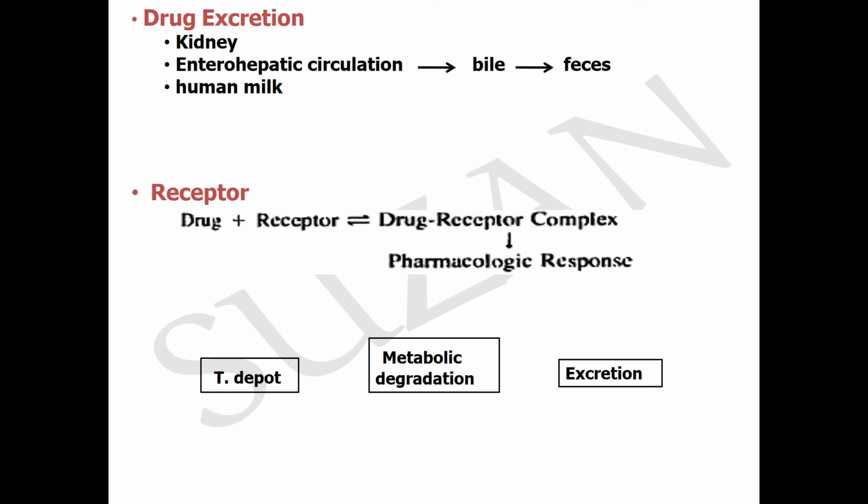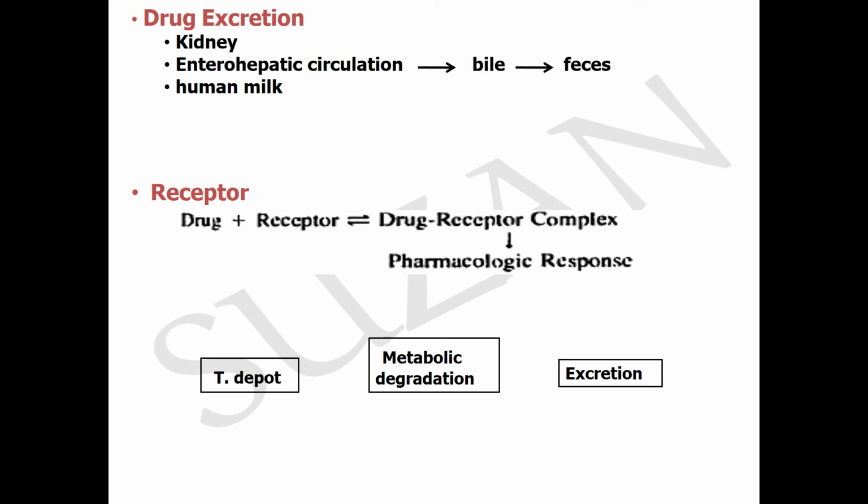So after absorption, the drug will enter the portal vein and then go to the liver, and from the liver it can be excreted again through the bile by the bile duct into the intestinal tract, and then will be excreted in the feces. Another route of excretion is human milk, and here we have the nursing mothers. The metabolites or drugs can be excreted in the human milk of nursing mothers.